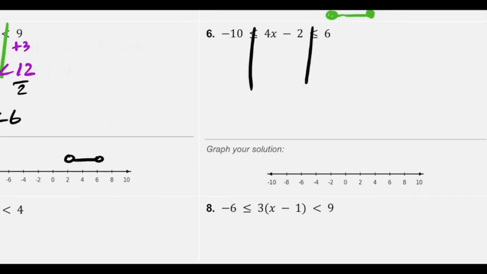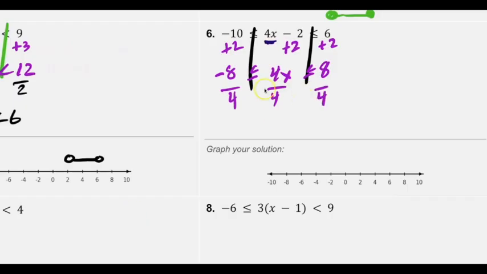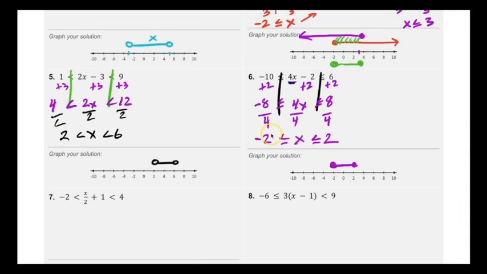Okay, next one, we're just going to do the same thing to all sides. Let's get that x by itself. So I've got to get rid of the 2 first, plus 2, plus 2, plus 2. -8 is less than or equal to 4x is less than or equal to 8. Then we've got to get rid of that 4, so let's divide by 4. And remember, whatever you do once, I do to all sides. Notice we're dividing by a positive, so all the signs stay the same. So it'll be -2 is less than x is less than 2. All the inequalities stay the same. And there's our answer. We go from -2, close circle, to 2, close circle, and then our x is between it.